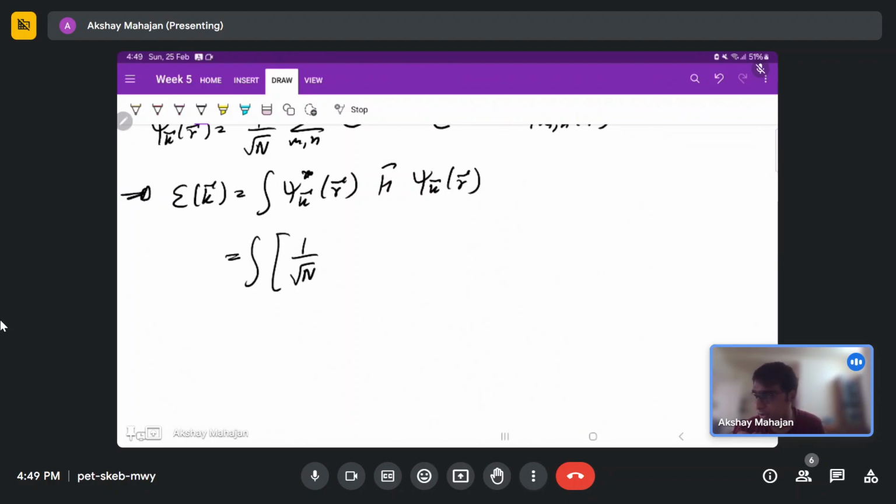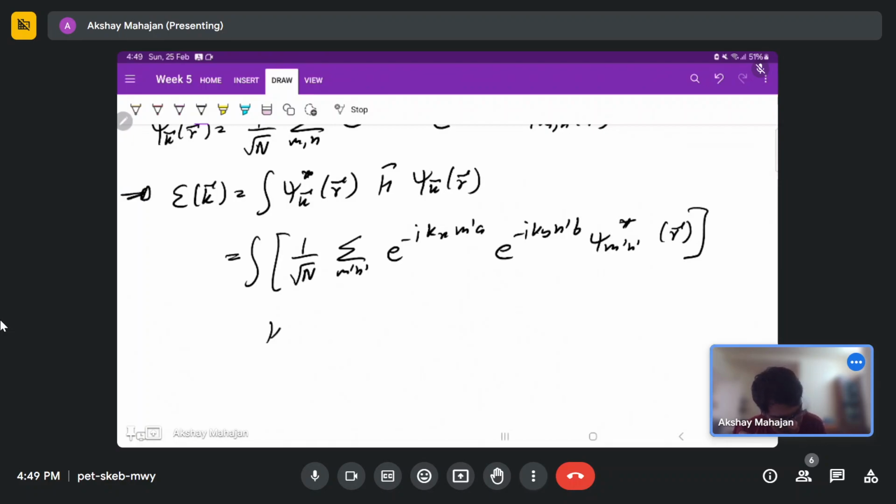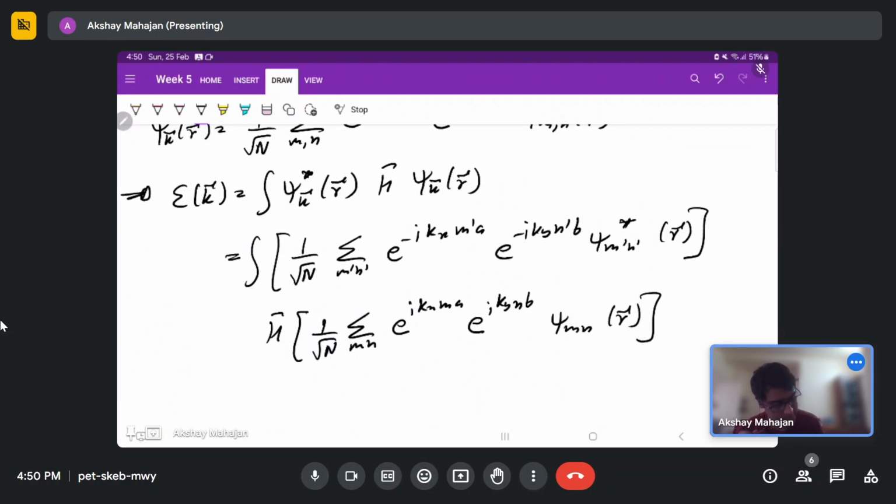This time will be 1 by under root of n summation over m prime n prime e to the power minus iota kx n prime a, m prime a, e to the power minus iota ky n prime b, psi of m prime n prime star r vector, h cap, 1 by under root of n summation over mn e to the power iota kx ma, e to the power iota ky nb, psi of mn r vector. Okay, and there will be integration over dx dy.